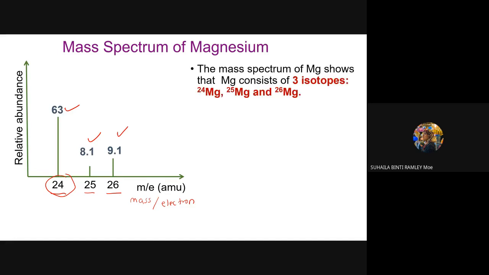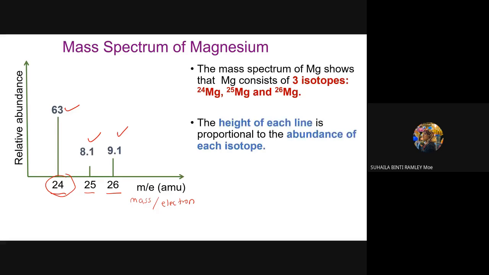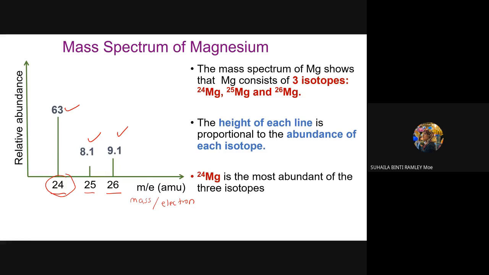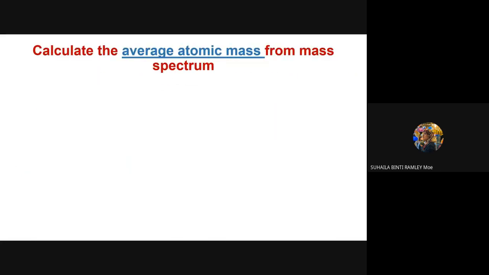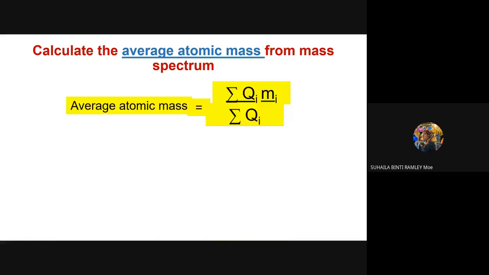So we have three isotopes of magnesium. Okay, the highest peak represents the most abundant isotope, so it refers to magnesium 24. Okay, now calculate the average atomic mass from this mass spectrum given.